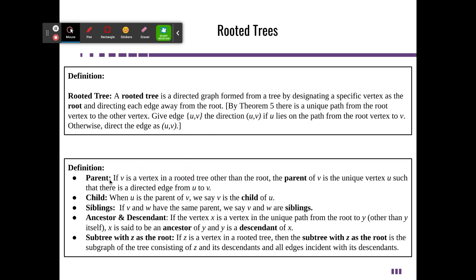So now the definitions. A parent. If V is a vertex in a rooted tree other than the root, the parent of V is the unique vertex U such that there is a directed edge from U to V.